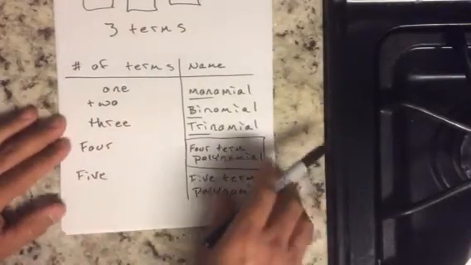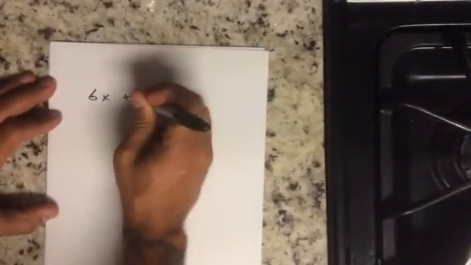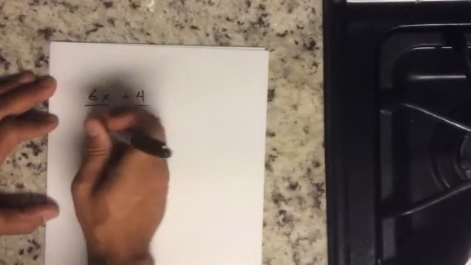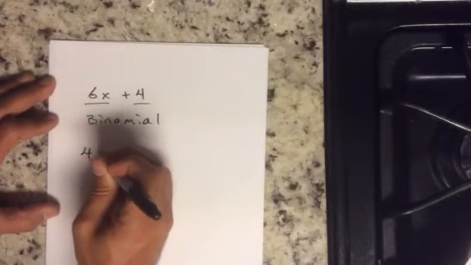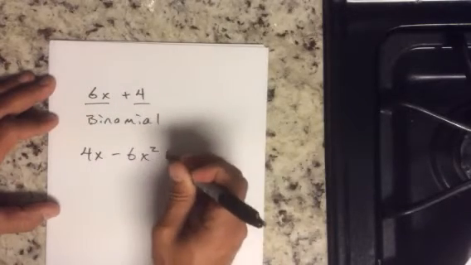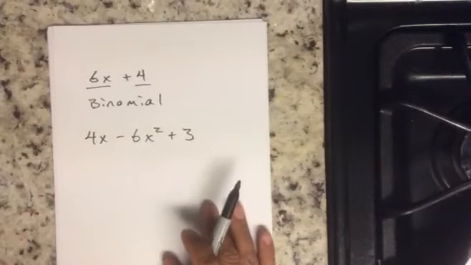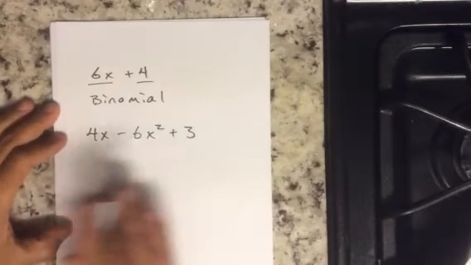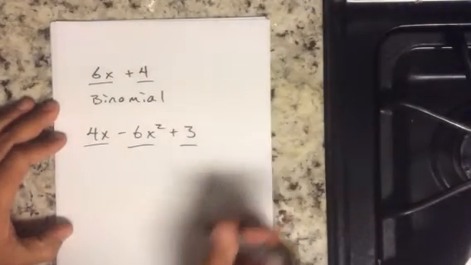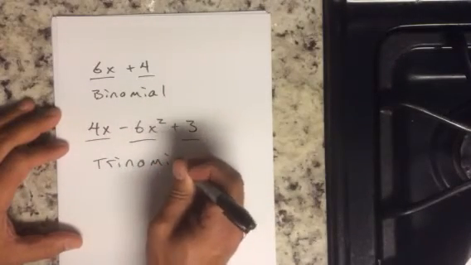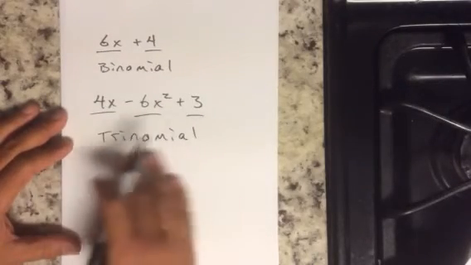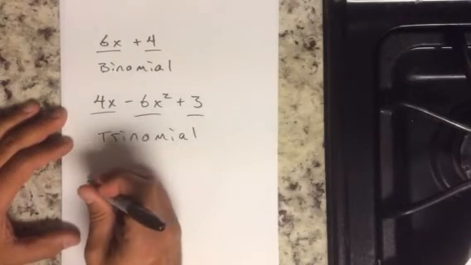So only the first 3 have a special name, and the rest we just call that many term polynomial. So doing a couple of examples, if I have something like this, 2 terms, so I'm going to call this a binomial. You might notice from the last video that this isn't in standard form. For naming it by the number of terms, that doesn't matter. I still have 3 terms. So I'm going to call it a trinomial. Doesn't have to be in standard form to name it by the number of terms.